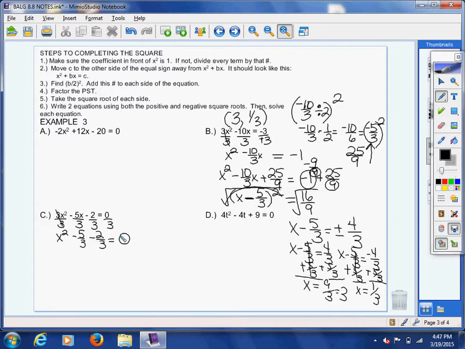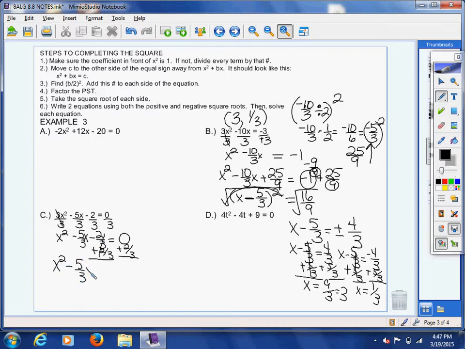Awesome. Got some fractions in there. Don't get squeamish on me. You're going to be just fine. Hang with me. Don't give up. Okay, now we need to move C to the other side, so we need to add 2/3 to each side. Okay, looks good. Don't give up.